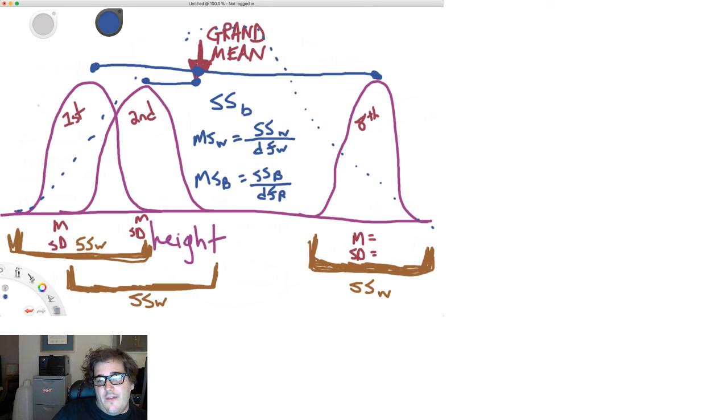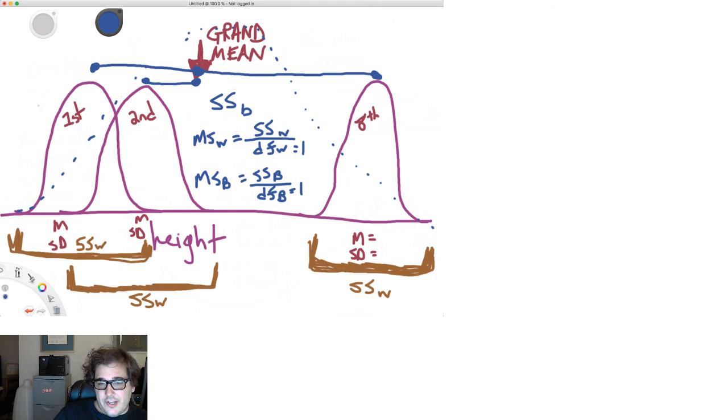So if these were both 1, then your mean square within just equals your sum of squares within, and your mean square between equals your sum of squares between. So you're just kind of transforming your sum of squares between into some new number based on your degrees of freedom. Mean square within and mean square between are also just describing the variance that exists both within your groups and from your groups to your grand mean. So you can still think of them as measurements of variance.